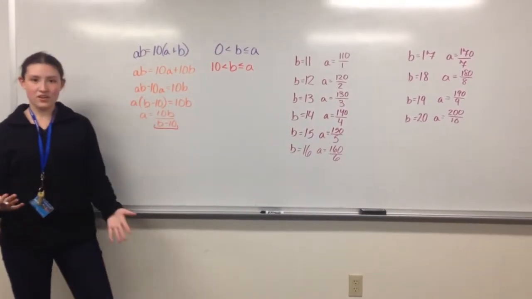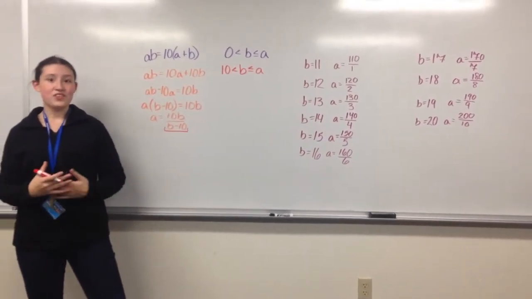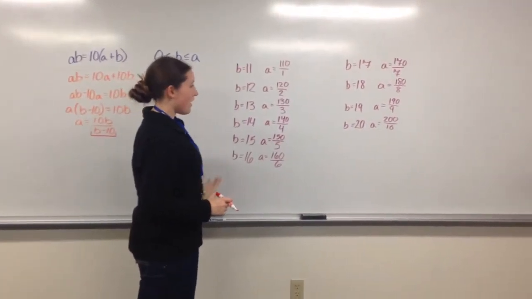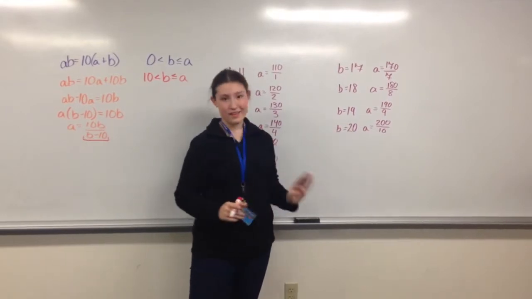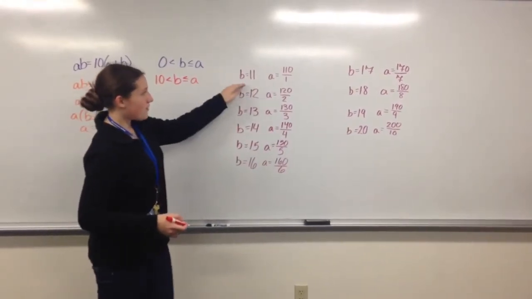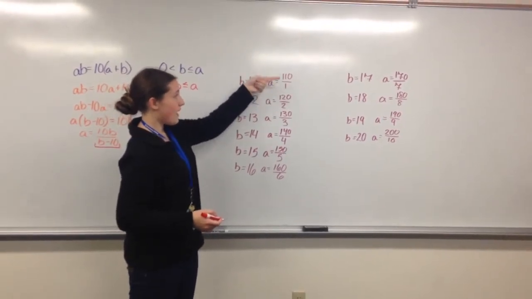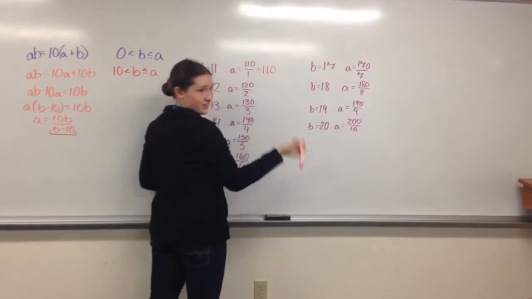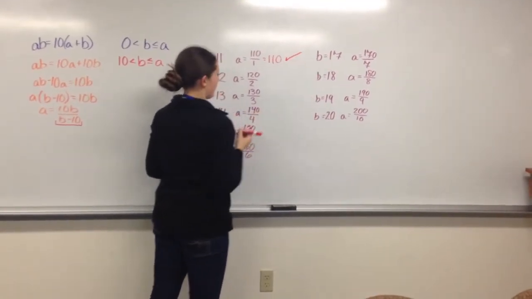So going on from here, what you really have to do is just start guessing and checking. So I'm going to plug in 11 and just keep going until I hit a stopping point, which I'll explain later. So when you plug in 11, you get 110 over 1. 110 over 1 is equal to 110. So that pair checks out.